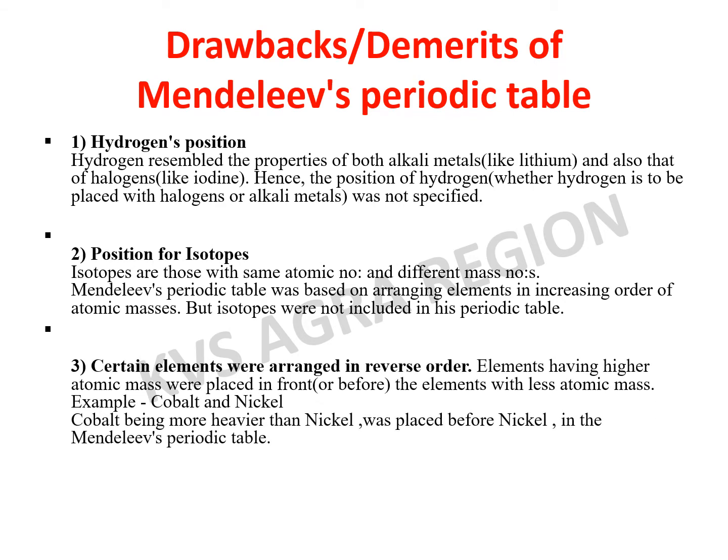Lastly, certain elements were arranged in reverse order. Elements having higher atomic masses were placed before the elements with lesser atomic mass. For example, cobalt and nickel. Cobalt, being heavier than nickel, was placed before nickel in Mendeleev's periodic table. These were the drawbacks of Mendeleev's periodic table.